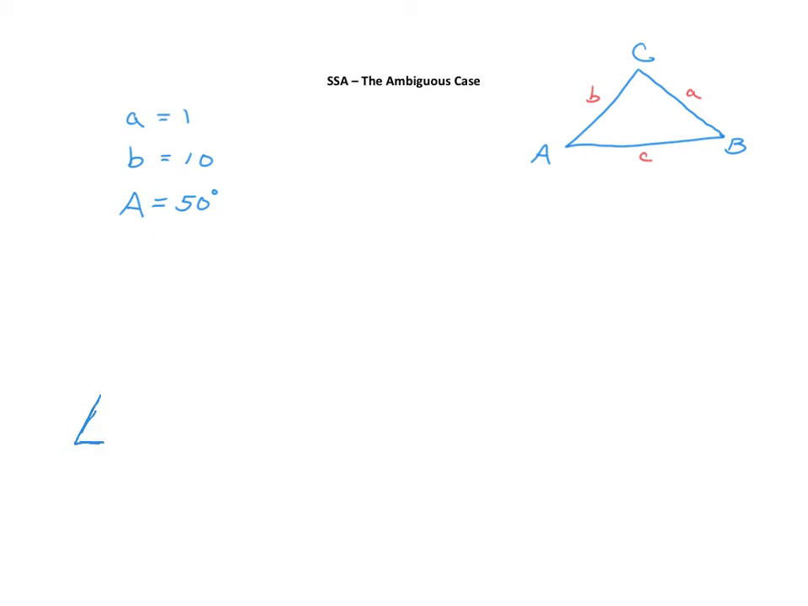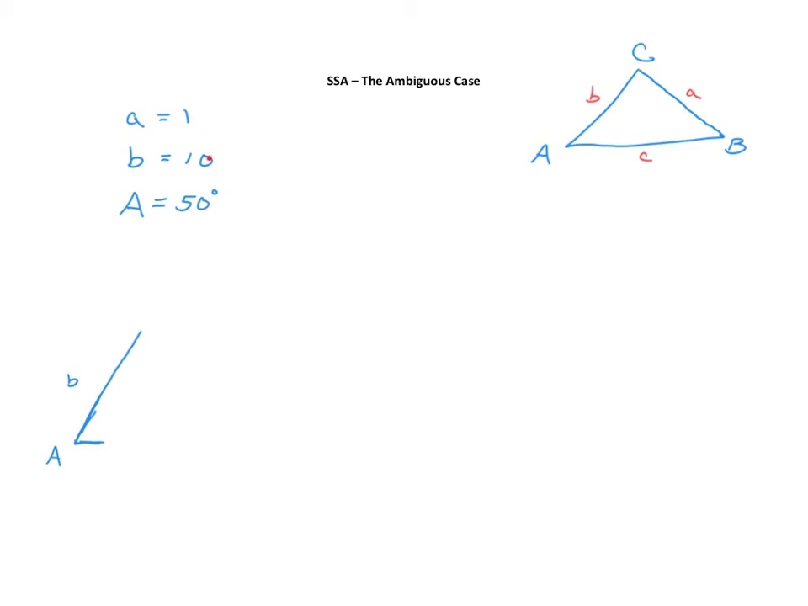So here's angle A. It's 50 degrees. I can't extend this side out any further because I'm not given what C is equal to, but I am told that the length of side B is 10, so I'm just going to draw something that is like a length of 10. So here's B. I'm told nothing about angle C up here, but I am told that the length of side A is equal to 1.